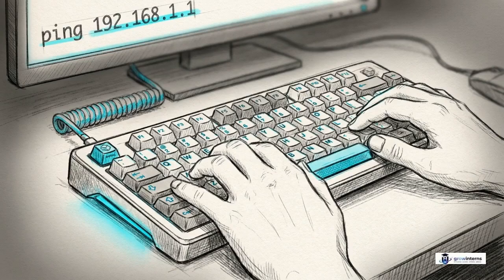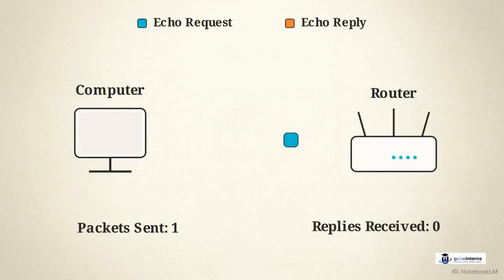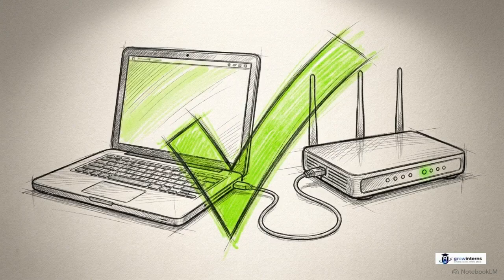Let's establish a baseline. Type the word ping, add a space, type your router's IP address, and press Enter. You will see a few lines of text return, confirming that your machine sent exactly 4 small data packets to the router and received 4 replies. This quiet exchange proves your computer can reach the hardware.